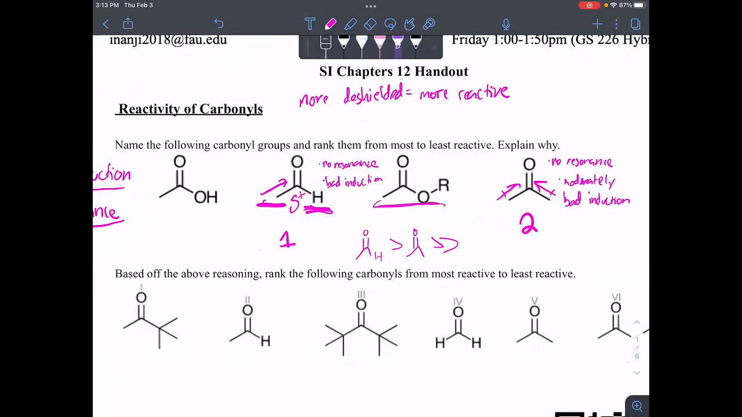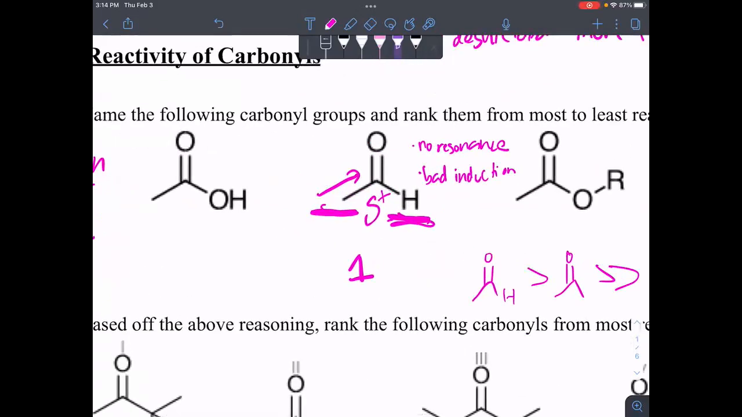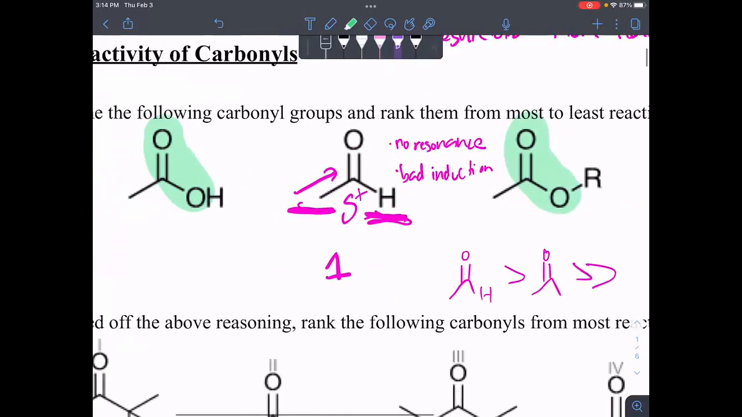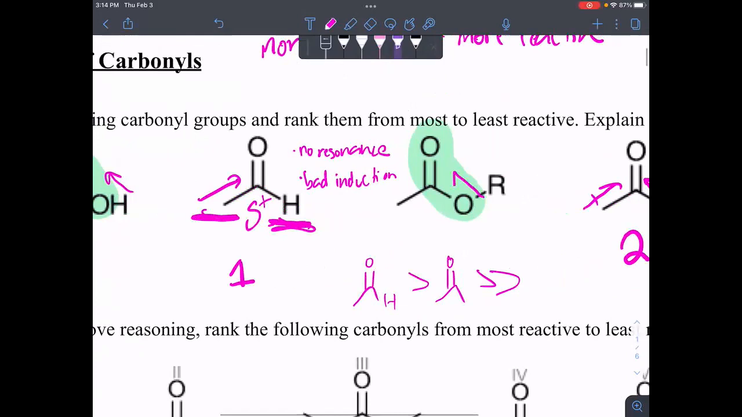This one? I think they're actually roughly the same. Let me just check. Yeah, I think they're roughly the same amount of reactivity because you have both resonance and induction. So both the carboxylic acid and the ester have really good resonance going on, which shields the carbonyl carbon. And it also has induction from the oxygen and the carbon. So overall, there's just a lot more electron density being donated to the central carbon.